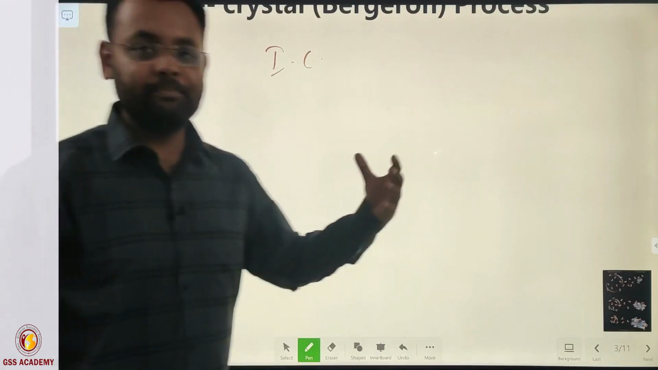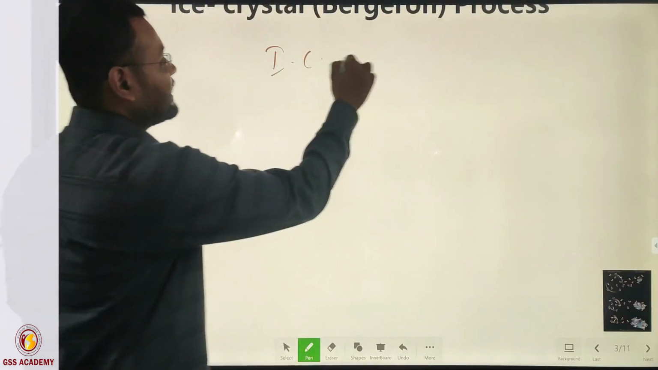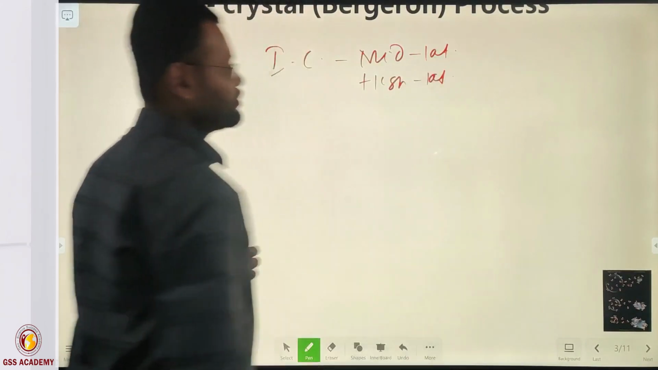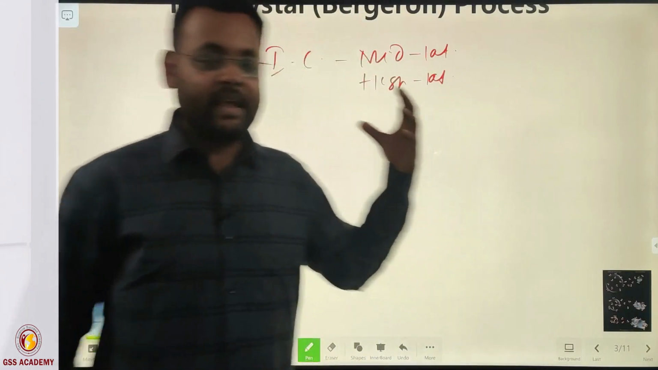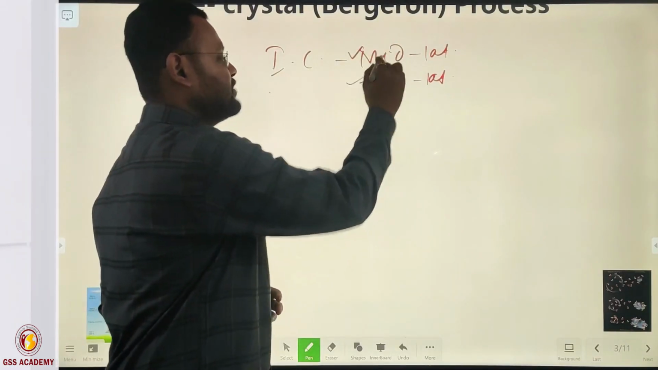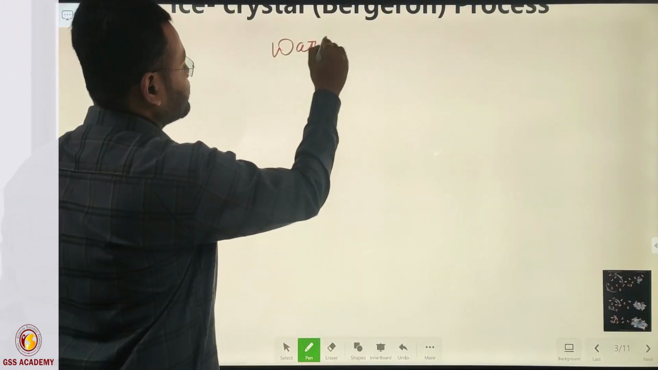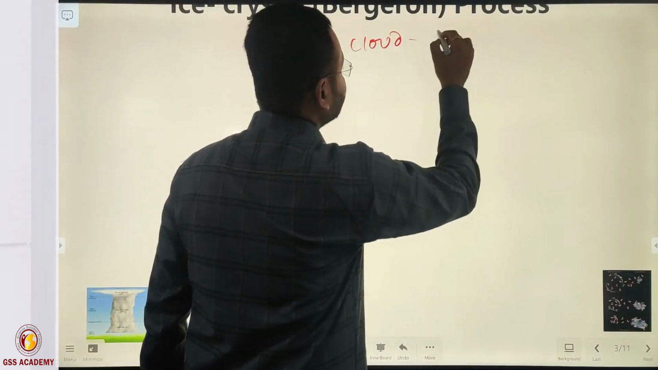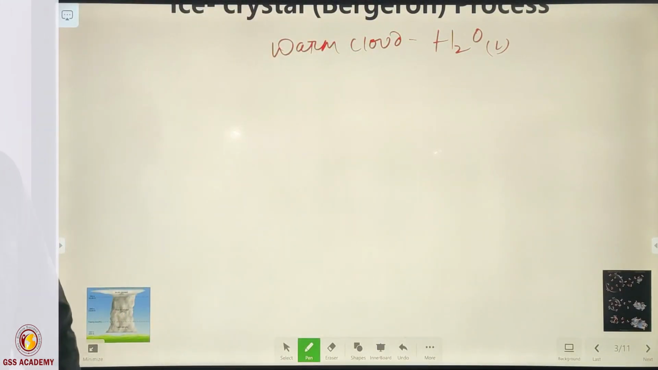That means this ice crystal process is important in initiating the precipitation in the mid latitude and high latitude regions, and the collision and coalescence process is important in the precipitation process in the low latitude region, but the ice crystal process is important in the mid latitude as well as the high latitude regions. In the warm cloud, we have already seen that the cloud is completely composed of liquid water.